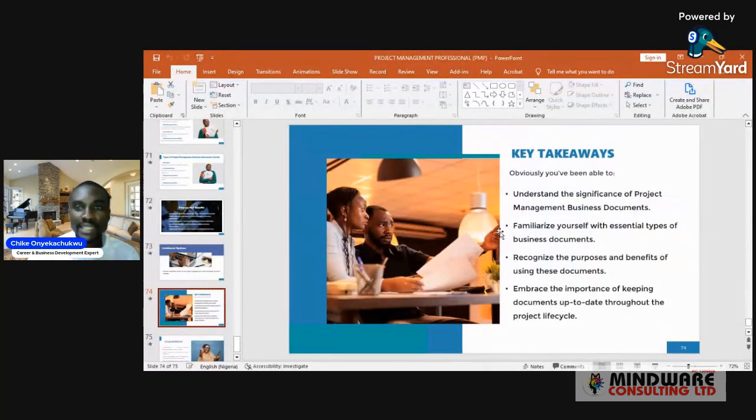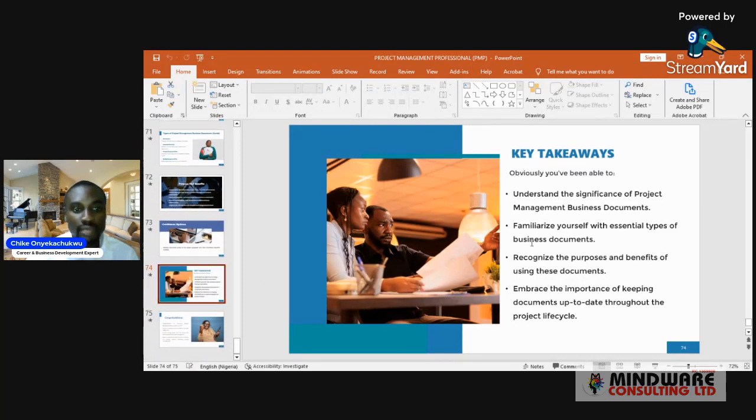All right. So what are the key takeaways from this section? Obviously, we'll be able to understand the significance of these documents. We'll be able to also familiarize ourselves with the essential types of business documents that we have. We've recognized the purposes and benefits of using these documents. Then also, we embrace the importance of keeping documents up to date throughout the project life cycle. So we must keep them up to date.